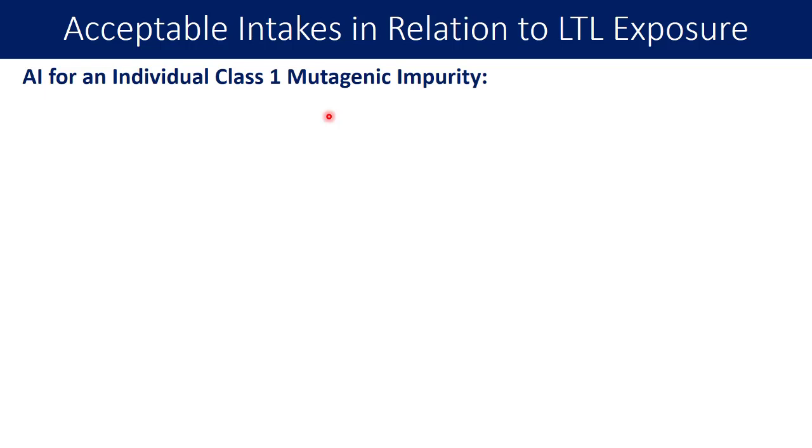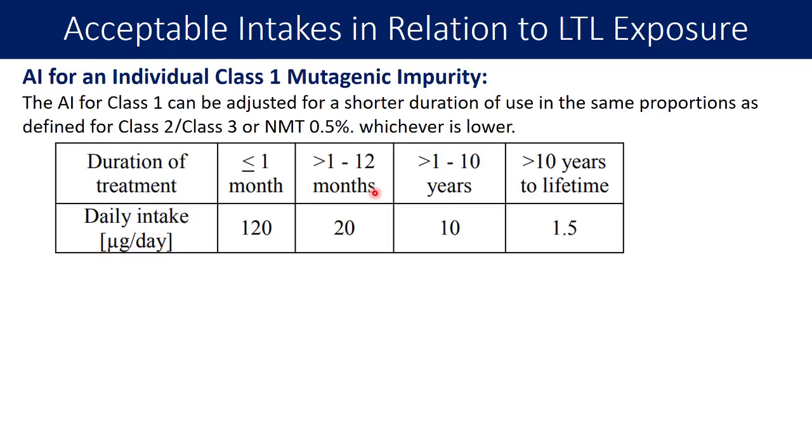But what is class 1? For class 1, you actually conducted the in vivo toxicological study on rodents, and that has been found to be a mutagenic substance. So that is called a class 1 mutagenic substance. So now let us understand the acceptable intake for an individual class 1 mutagenic substance. The acceptable intake for class 1 can be adjusted for a shorter duration of use in the same proportions as defined for class 2, class 3, or not more than 0.5%, whichever is lower.